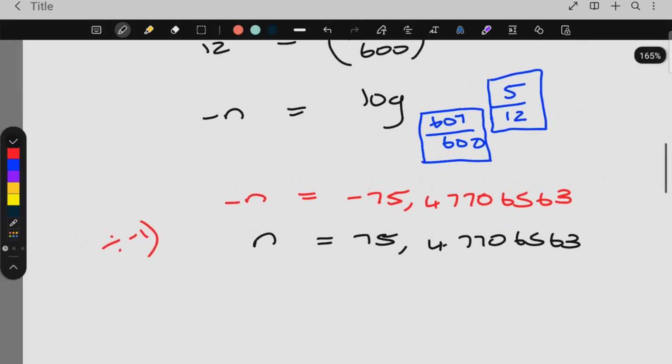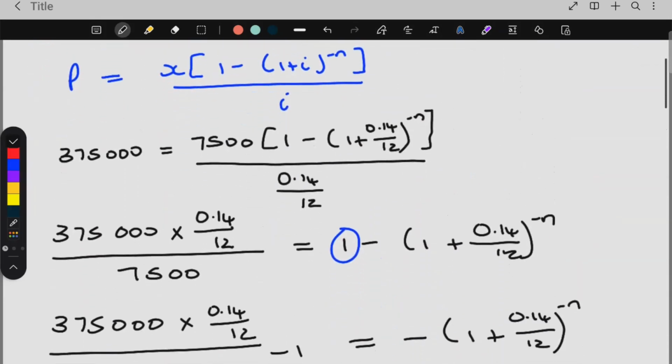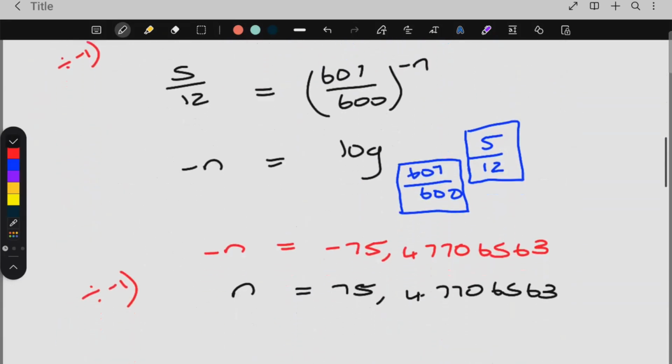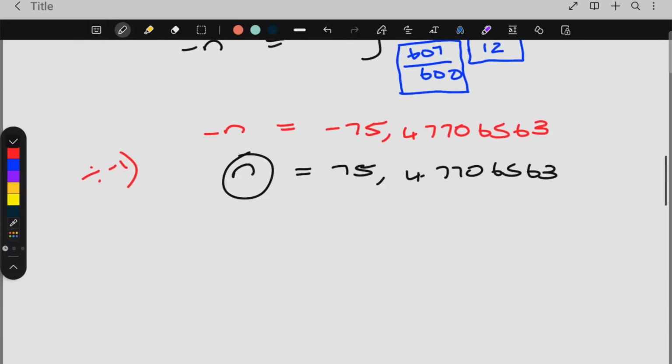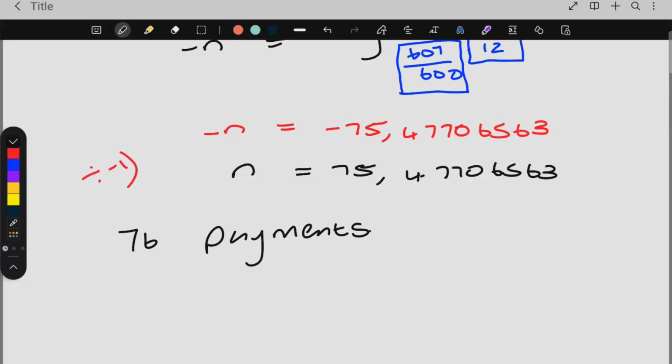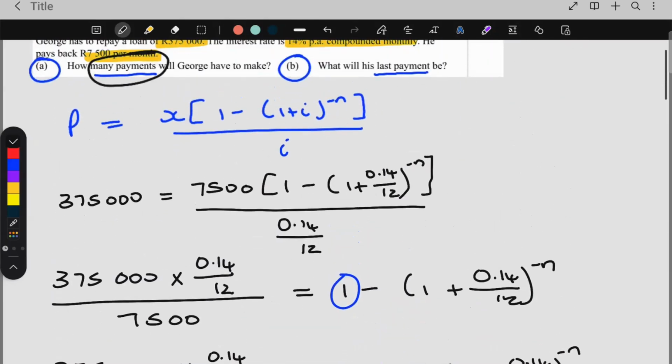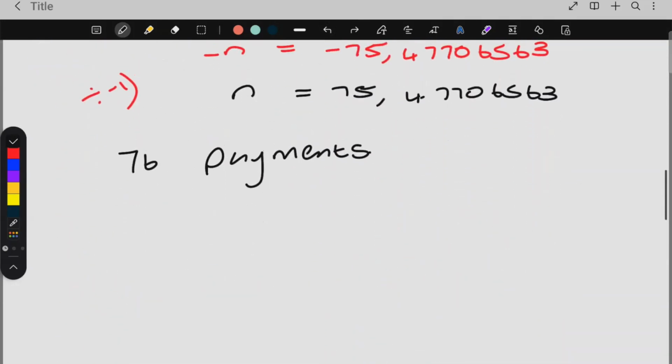6.63. And so if we had to answer the question, how many payments will George have to make? Now remember we said the number of payments can't be a decimal. So if it's 75 comma something, then he will make 76 payments. But now, if this was an investment, all 76 payments would have been the monthly payment. If this was an investment, he would have made 76 payments of 7,500 Rand each.